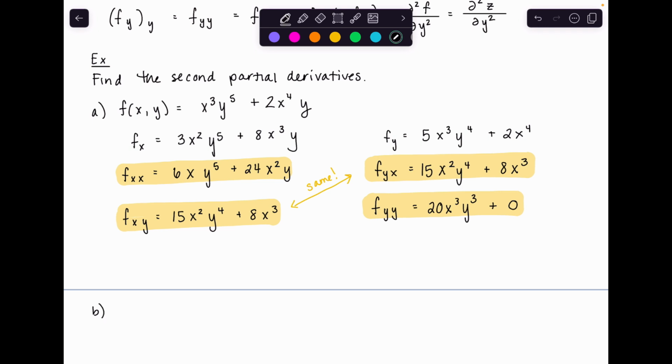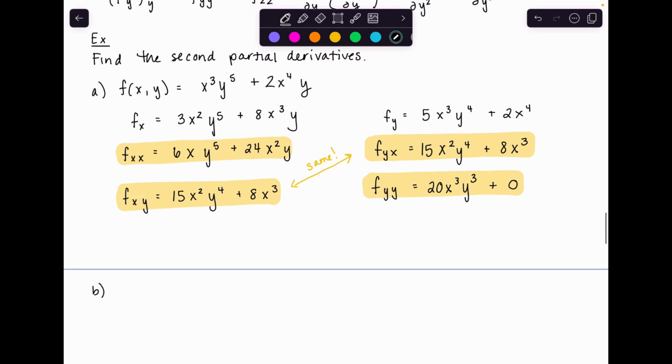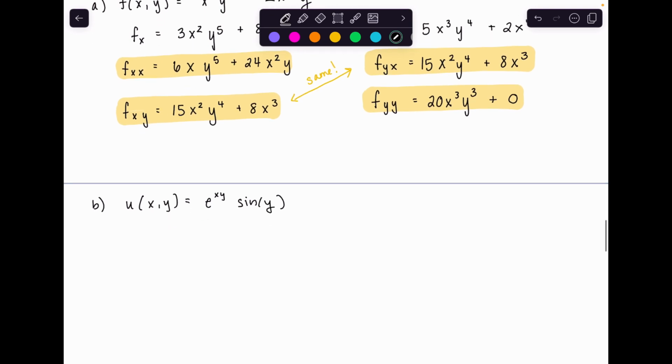This next one, not going to be as nice, unfortunately. So I'm going to call this function u now of xy. It is e to the xy times sine of y. So not going to be pretty. Going to be some messy stuff going on. Okay.